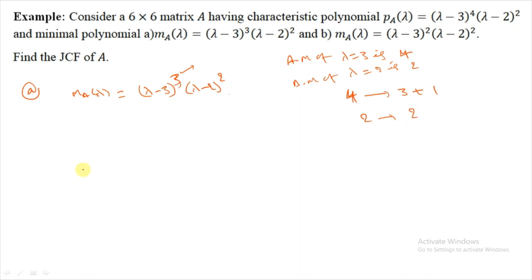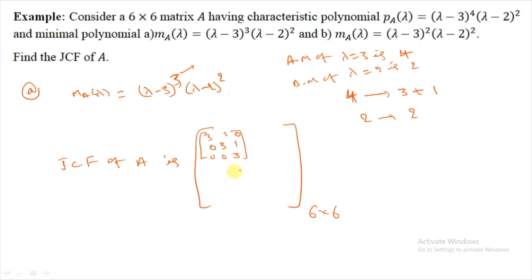That means we can write the Jordan canonical form of A. The total matrix is 4 plus 2, a 6 by 6 matrix. First we get the lambda 3 blocks, 4 times. The largest Jordan block is a 3 by 3 matrix, with 3, 3, 3 on the main diagonal and 1, 0, 1, 0, 0, 0 in the super diagonal. This is one Jordan block.